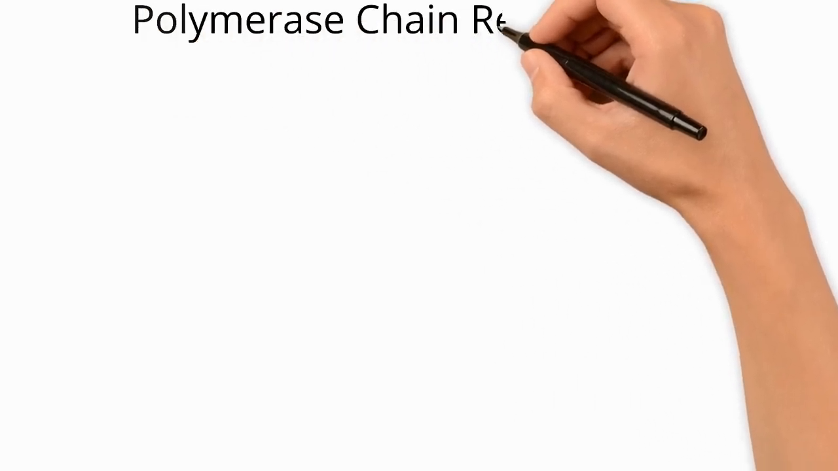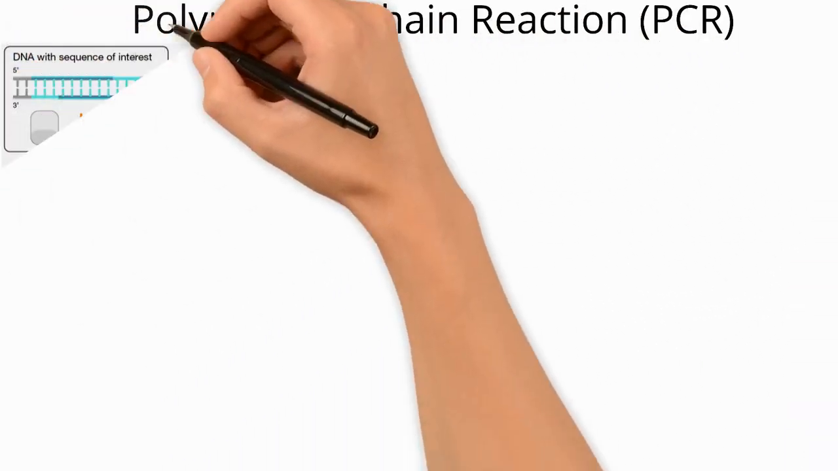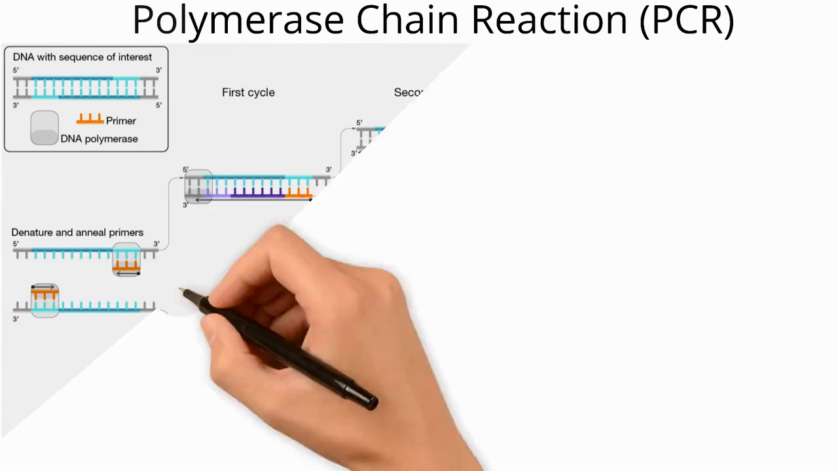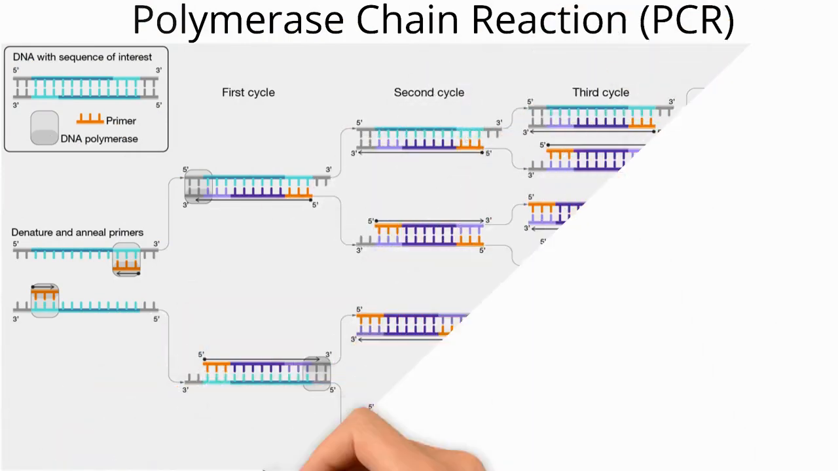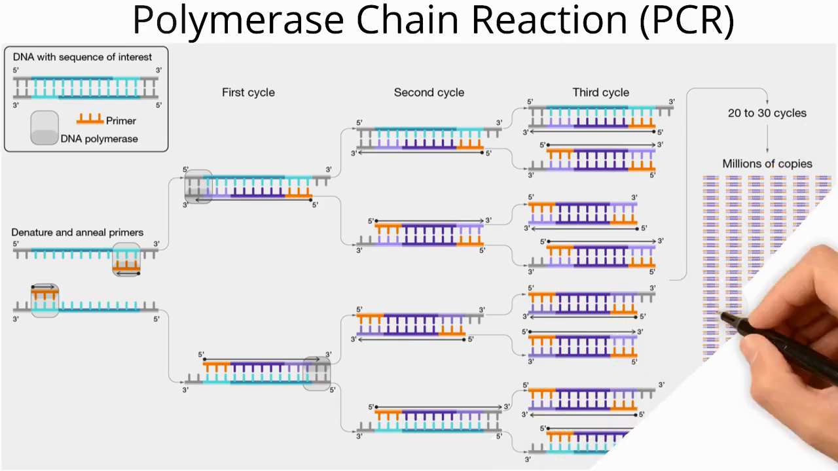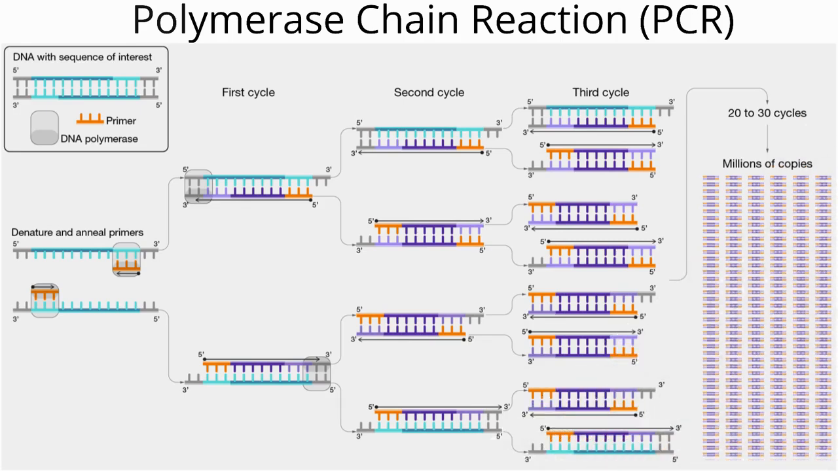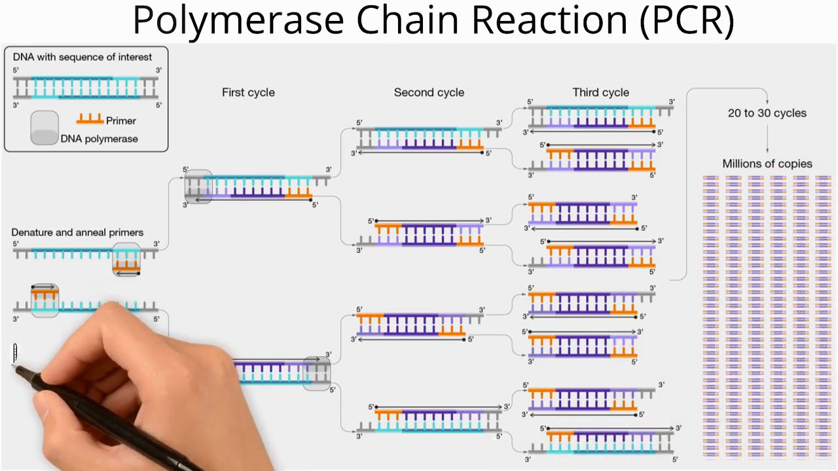The PCR method consists of a cyclic process of 3 steps: denaturation, primer annealing, and elongation of the DNA fragment. In the first step, double-stranded DNA is denatured into single-stranded DNA by heating to 95 degrees Celsius.